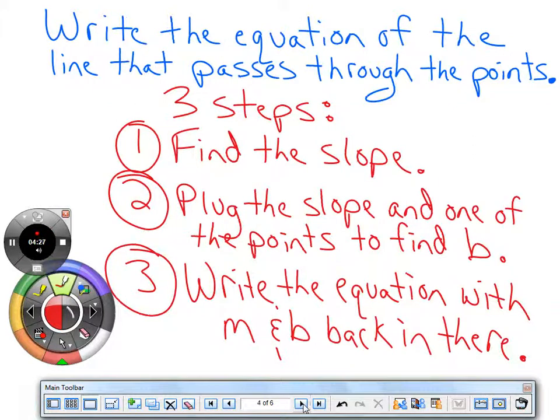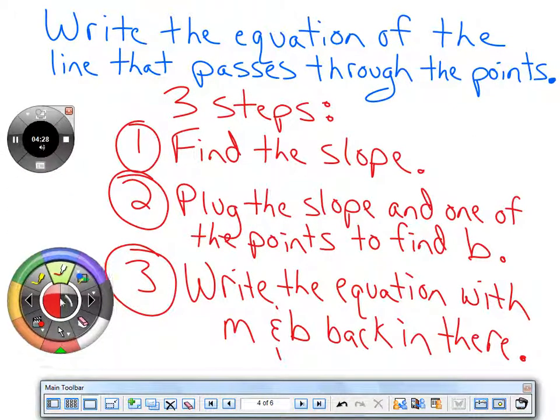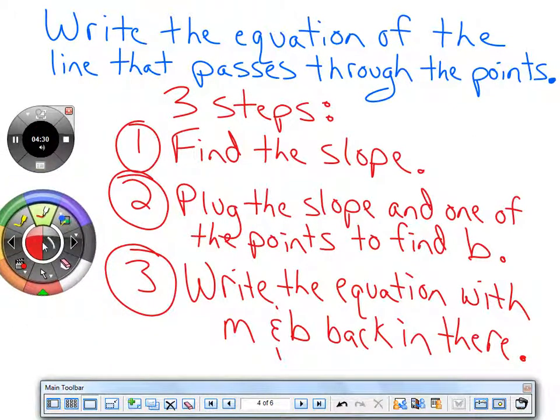Now, slightly harder problems, not much. Slightly harder is when they just give you 2 points. Okay, so now we're just going to give you a couple of points. And these are the 3 steps, I would say, in my own words. First, you find the slope. Then you pretty much do what we did for the first 2 examples. You find the slope first, then you plug the slope and one of the points in to find the b, and then you go ahead and write your equation with the m and the b back in there.